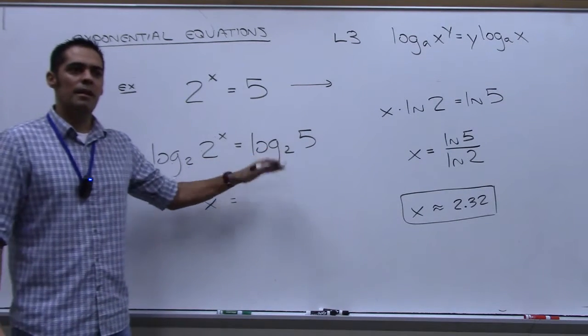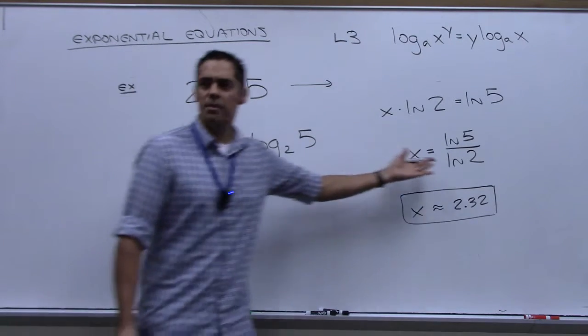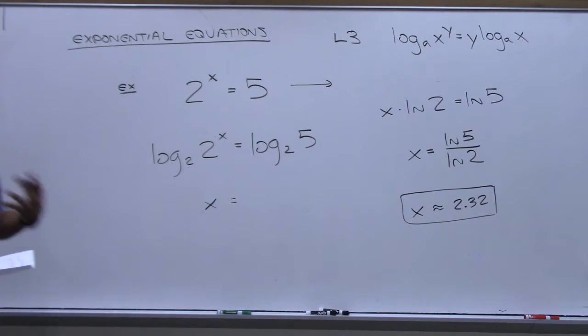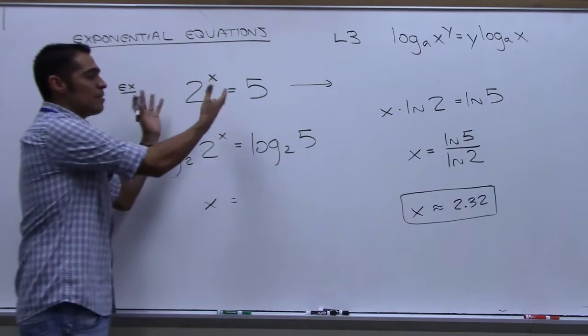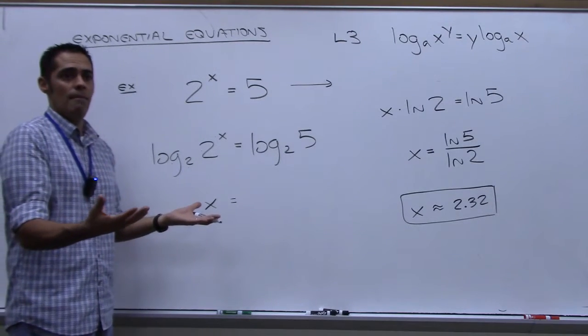Which would be natural log 5 over natural log of 2, which is the same as this. So I mean, there's not much difference in this. The advantage, I think, of coming in with natural log is because your calculator has natural log, so let's just use natural log, right? Okay.